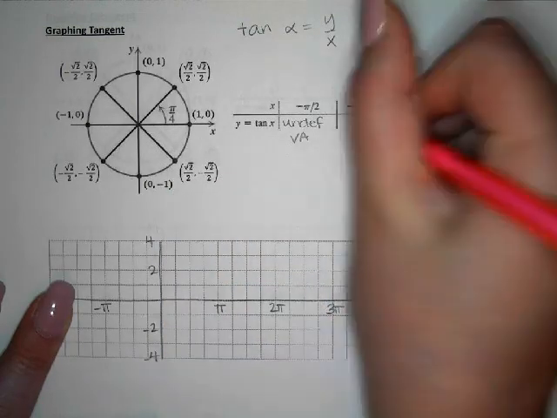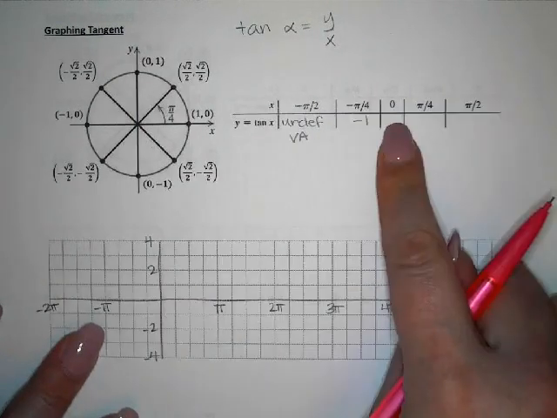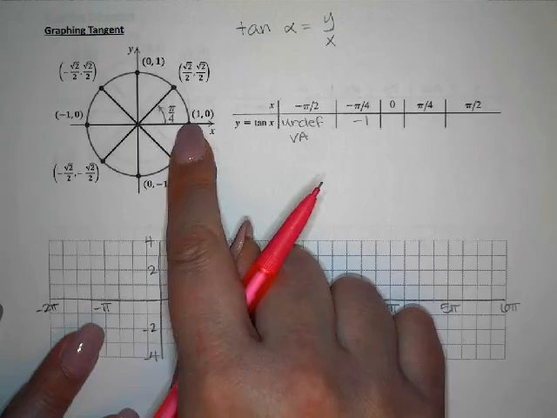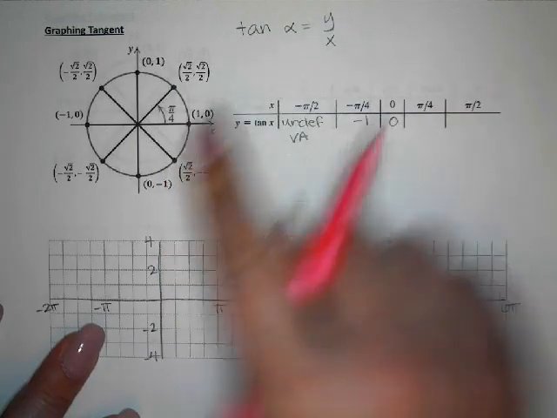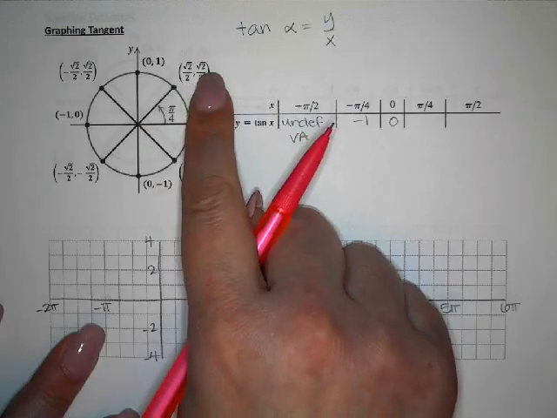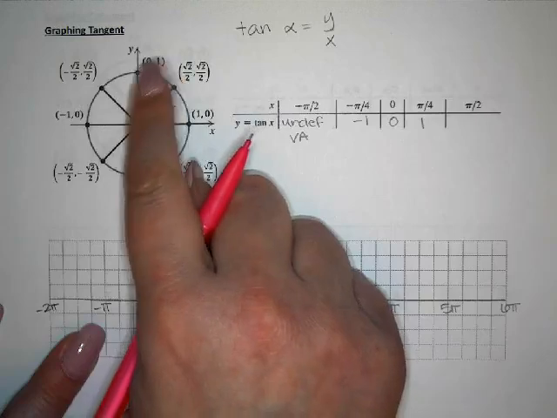Then we have 0. So 0 radians, 0 divided by 1 is just 0. Then we have positive pi fourths. The same number divided by itself is 1. And then we got pi halves. 1 divided by 0 is undefined. We have another vertical asymptote.